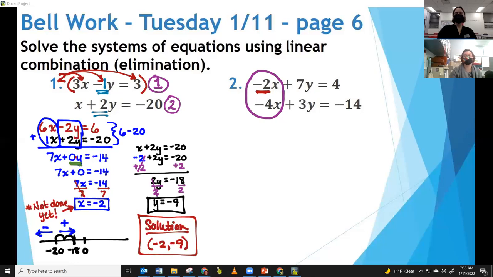Thank you, Alex. It's going to be a negative 2 because remember, I want one to be a positive and I want the other to be a negative. If I just multiply through by 2, I'm going to have a negative 4 and a negative 4, which is so close. But I want to get a negative 4 and a positive 4.